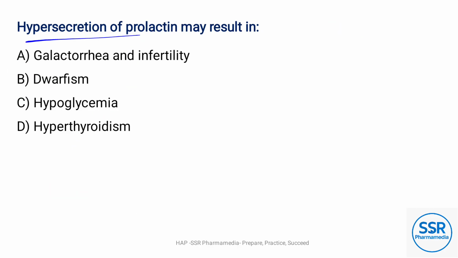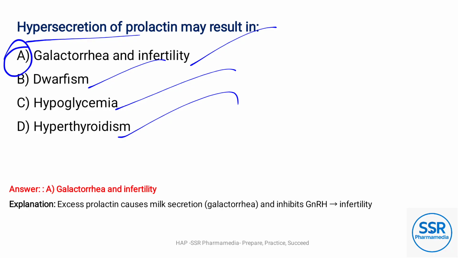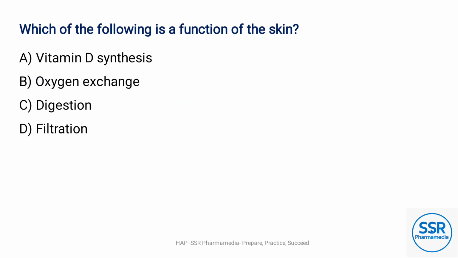Hypersecretion of prolactin may result in option A, galactorrhea and infertility, option B, dwarfism, option C, hypoglycemia, option D, hyperthyroidism. So the answer is option A, galactorrhea and infertility. Excessive prolactin causes milk secretion and inhibits GnRH, which leads to infertility.